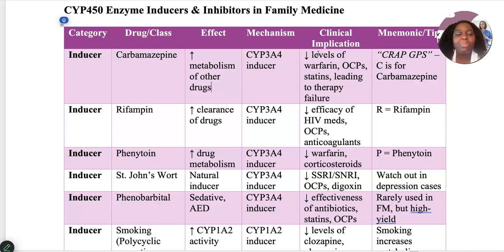So what is the clinical implication of carbamazepine being an inducer? It will decrease the levels of, for example, warfarin, OCPs, and statins, leading to therapy failure, right? It is not going to be efficacious. So what is the mnemonic? CRAPS, GPS. C is going to be carbamazepine.